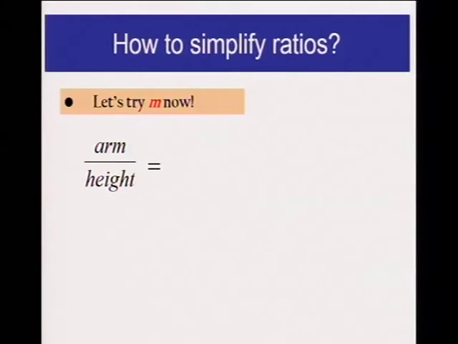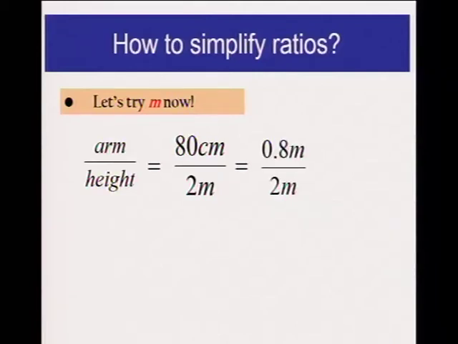It's still the same, the ratio of arm divided by height. It's 80 centimeters divided by 2 meters. Okay? Now, if we are to change 80 centimeters, it's a fraction of a meter, okay? Because in every meter, we've got 100 centimeters, but 80 centimeters is 0.8 meters. Now, as you can see, we have got meters, 0.8 meters over 2 meters.